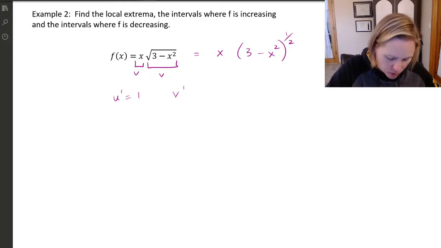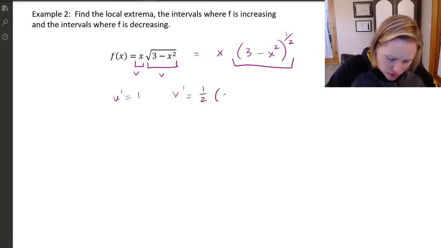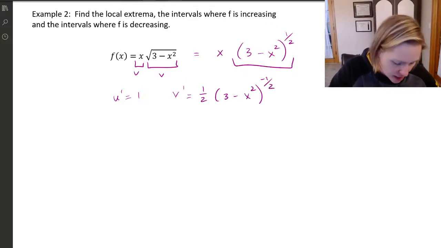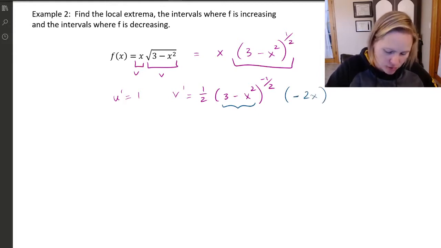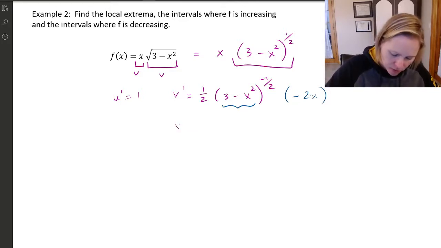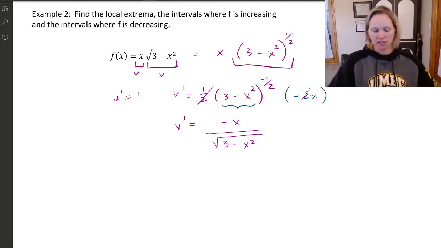I need v prime. I'm going to have to use the chain rule here also. So this is v. So v prime is 1/2 times 3 minus x squared to the negative 1/2. This is not going to be fun. And then I need the derivative of that inside. So the derivative of the inside is negative 2x. Tricky. So let's clean this up a little bit. For v prime, the negative 2 and the 1/2 cancel. I'm still left with negative x, and then I'm going to drop that down, 3 minus x squared.